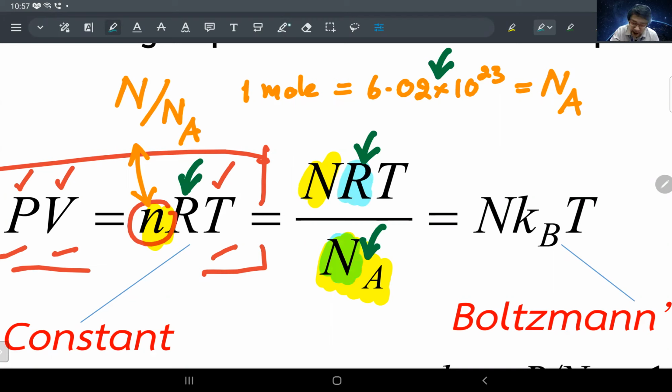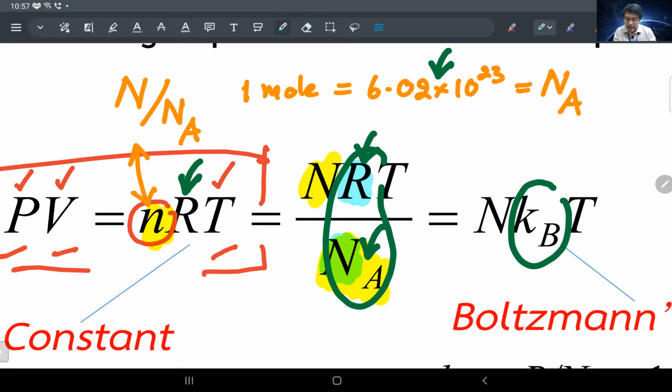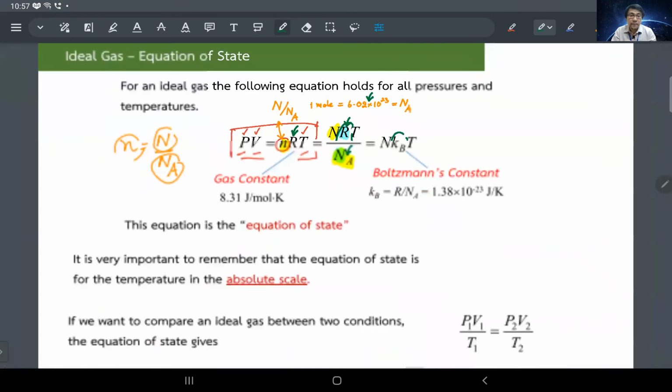So I'm just going to wrap this into another constant called the Boltzmann constant. And that pretty much completes all the constants in our equation of state.